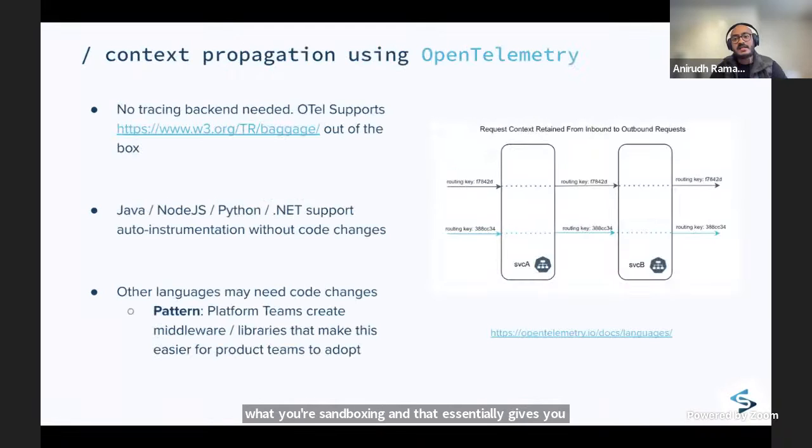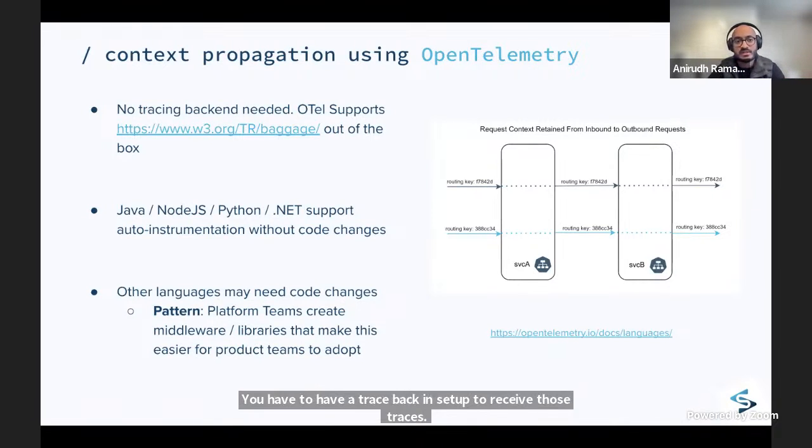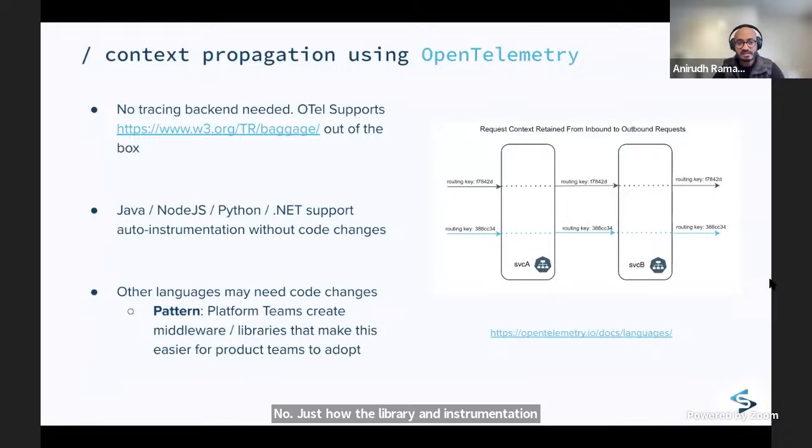The second portion is context propagation. This, again, is completely handled through OpenTelemetry. And OpenTelemetry here does not imply tracing. This is not distributed tracing that I'm referring to, where you have to have a trace backend set up to receive those traces. No, just having the library and instrumentation actually allows for this specification called baggage, which is a W3C draft, I think, at this point. But essentially, what it ensures is if you pass in a baggage header on the incoming path, it will ensure that it transmits that same baggage value to the next microservice when it calls to it.